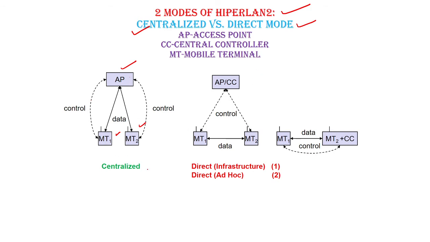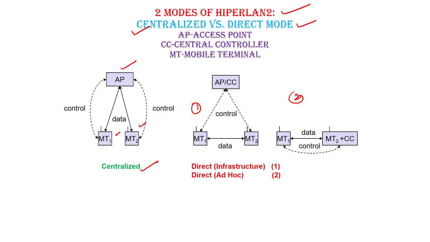That is the centralized mode. Next is direct mode. In direct mode, the first diagram shows the direct infrastructure, and the second diagram is for ad hoc mode. The first is for fixed networks having infrastructure. The second is for ad hoc networks, which are infrastructureless networks.